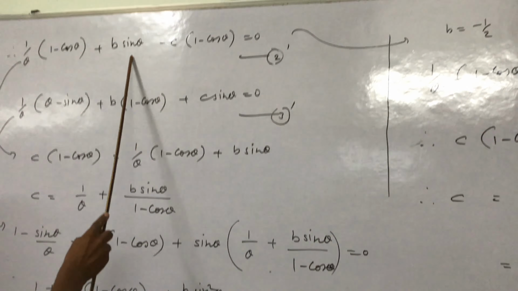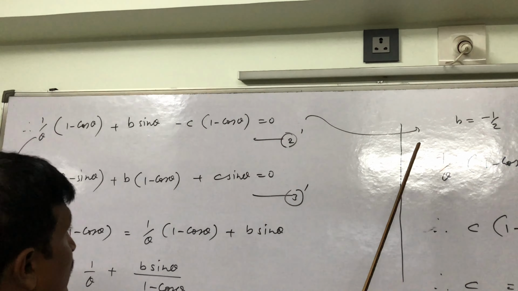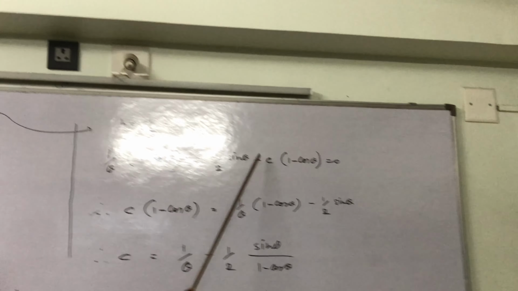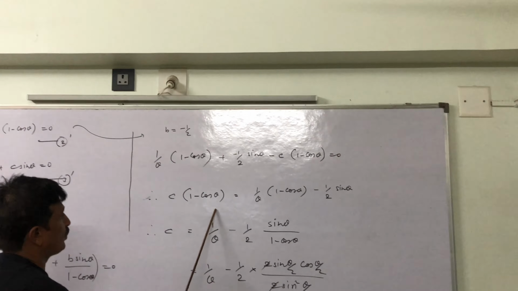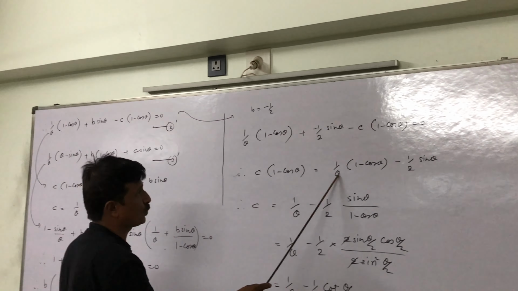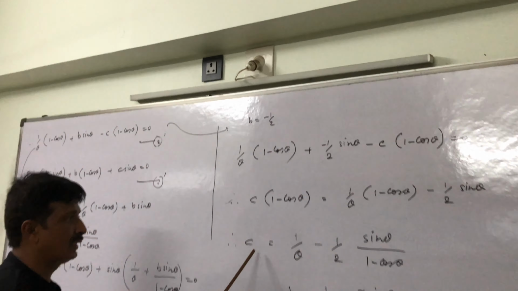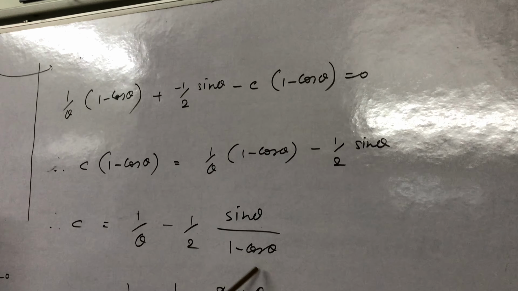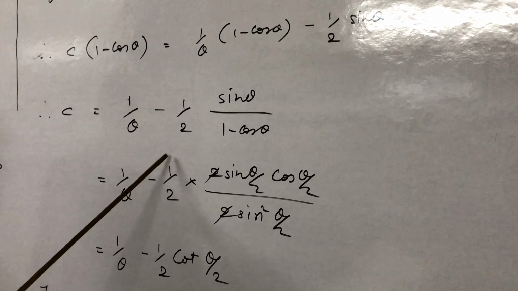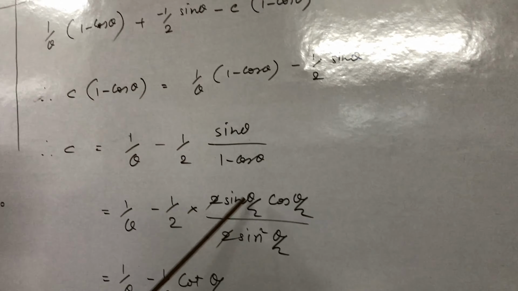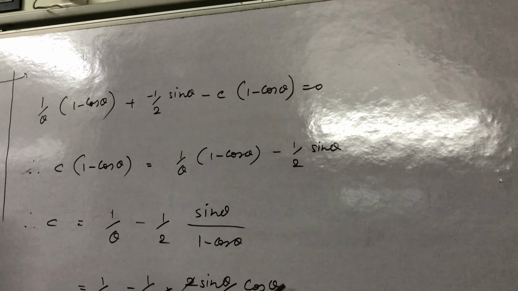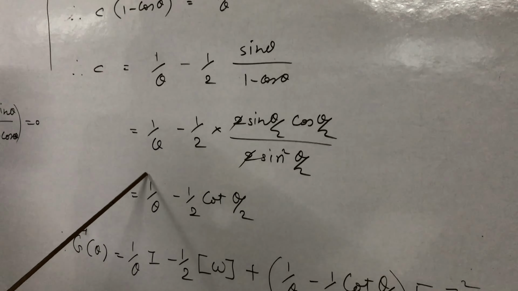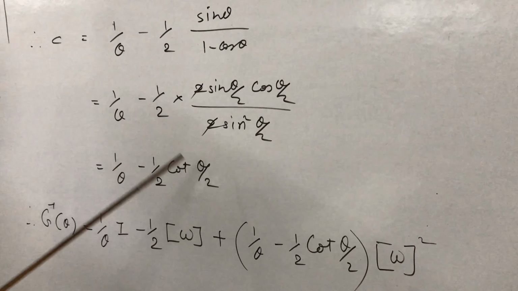And in this equation, substituting B equal to minus half, 1 by theta into 1 minus cos theta, B is minus half sin theta minus C into 1 minus cos theta. So C into 1 minus cos theta is 1 by theta into 1 minus cos theta minus 1 by 2 sin theta. So C is 1 by theta minus half into sin theta by 1 minus cos theta. 1 by theta as it is minus half, but sin theta is 2 sin theta by 2 cos theta by 2. It's a trigonometric formula. And 1 minus cos theta is 2 sin square theta by 2. So 2 cut out. So 1 by theta minus half cot theta by 2.